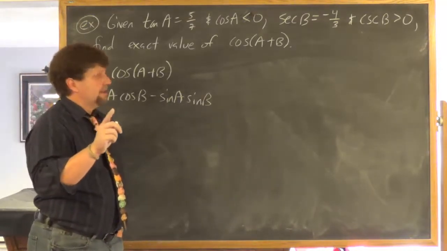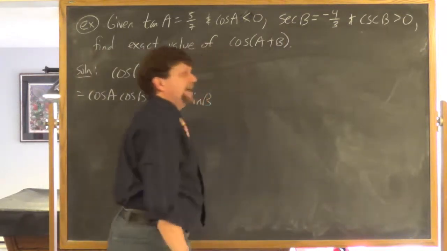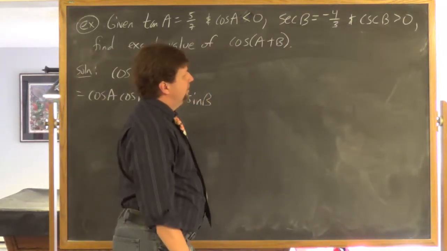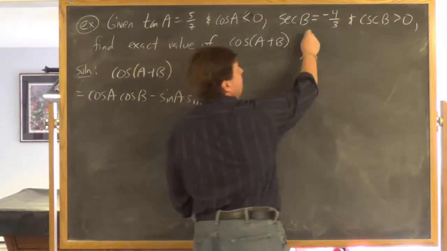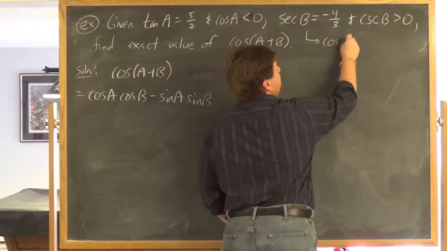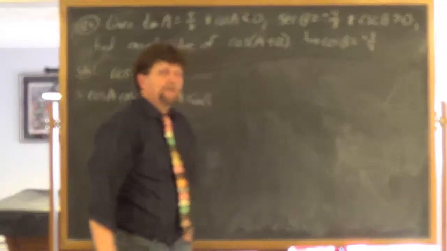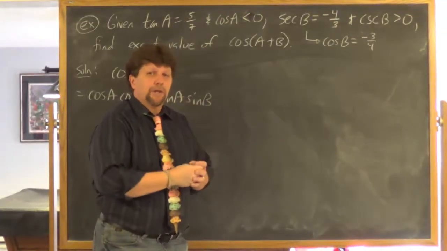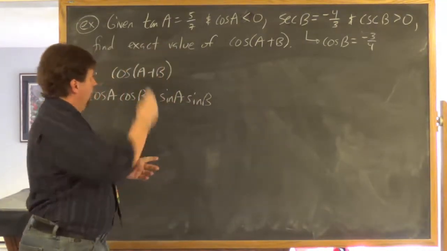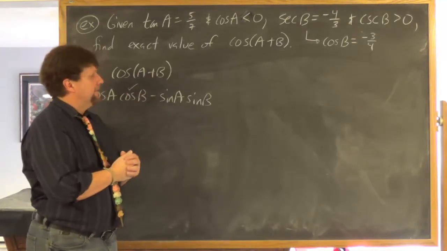First thing I notice, I'm given the secant of B is negative 4/3. Well, that tells me that cosine of B must be negative 3/4. Remember, reciprocal identity. So, we now know the cosine of B. Well, that wasn't too bad.